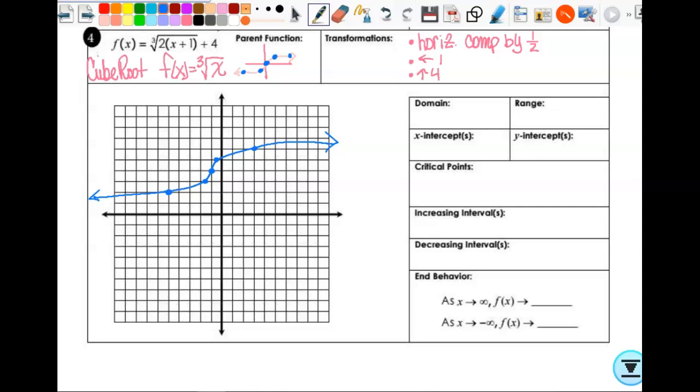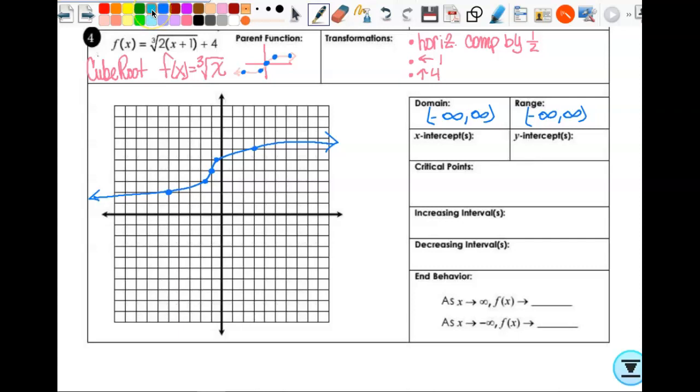Okay. Is my domain all real numbers? Yes. Okay, so I'm going to put -infinity to infinity. What about the range? It's the same, right? -infinity to infinity. All right, do I have an X-intercept? Yes. I don't see one on the graph, but is it going to cross the x-axis at some point? Yes, I should have one. So I have to go figure out what that is.